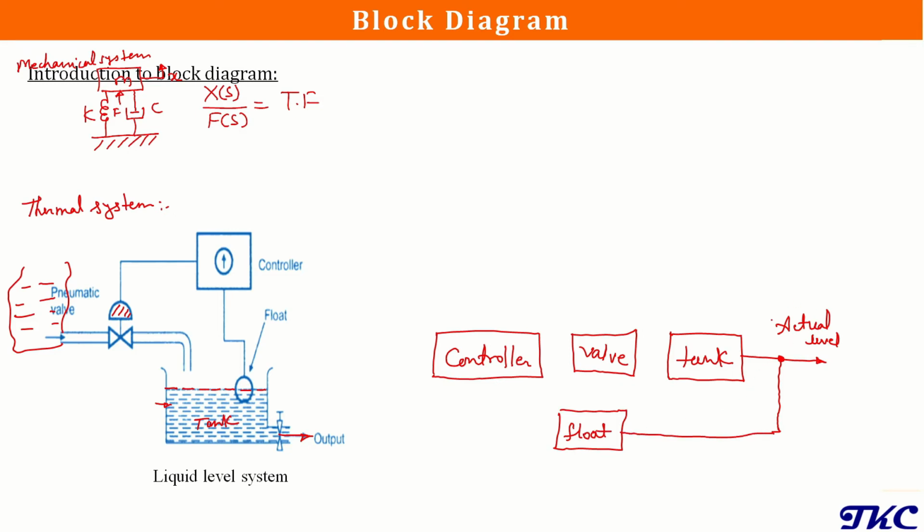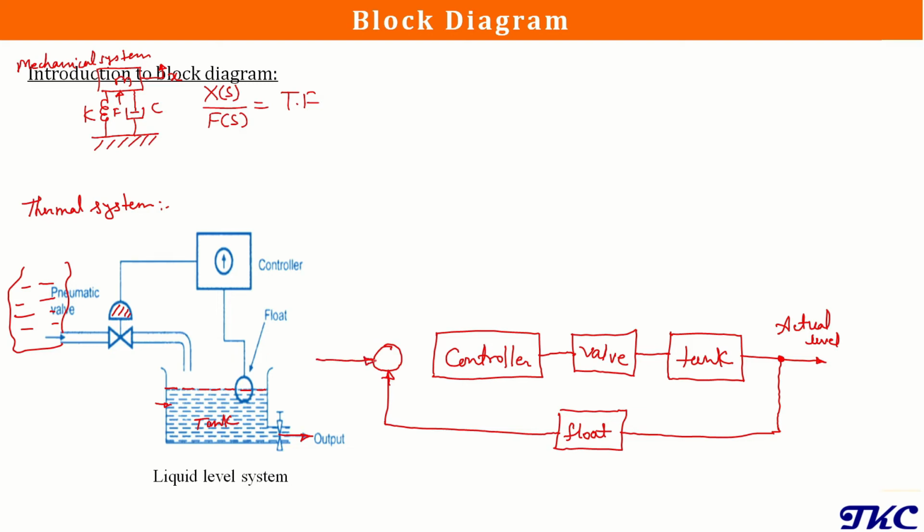So this actual level in the tank will be sensed by this float, and since the controller is actuating this valve, we can directly connect this controller with the valve, and again the valve is filling this tank, so we can connect valve and tank. Now next thing that we are having here, the position of float will be sensed and sent to the controller. So again we need to send this signal to the controller, but before going into the controller we will be having some comparator where this signal sent by the float will be compared with the desired level.